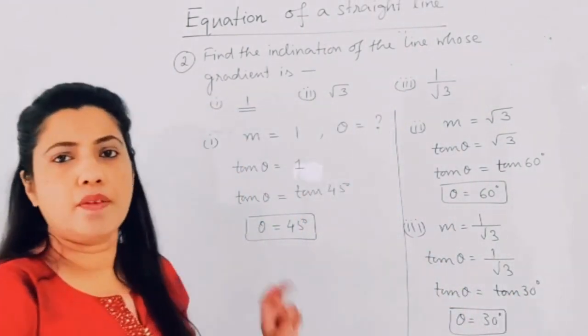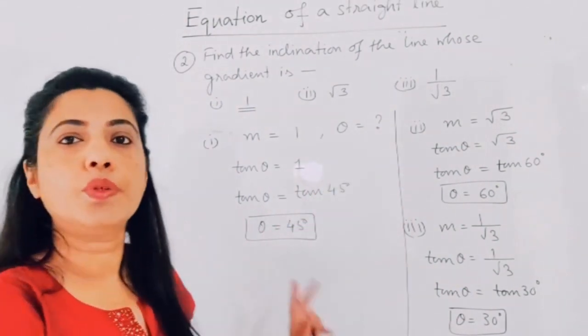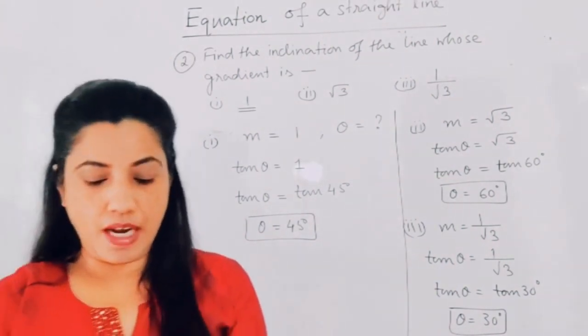So this is a very basic question. You can understand, but the representation is very important. You should represent the sums like this. So this is what is your inclination and slope.